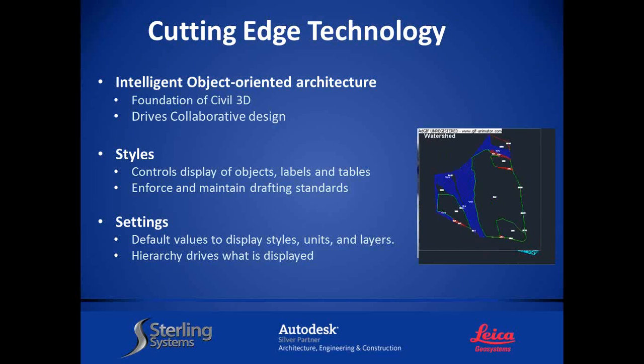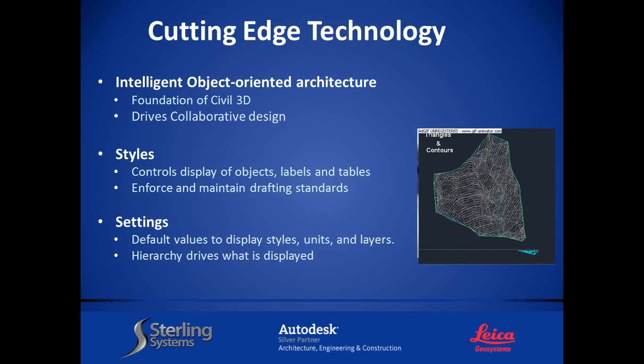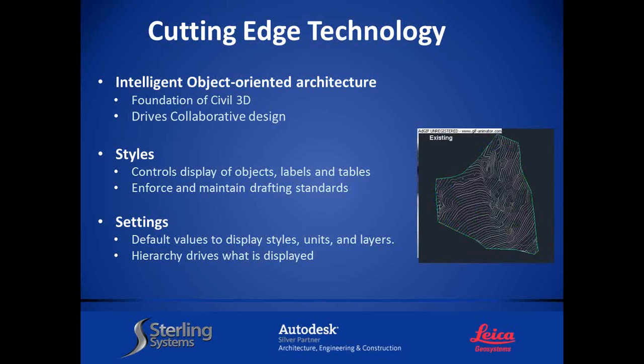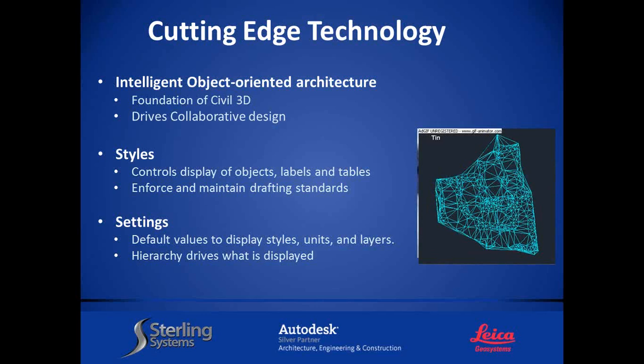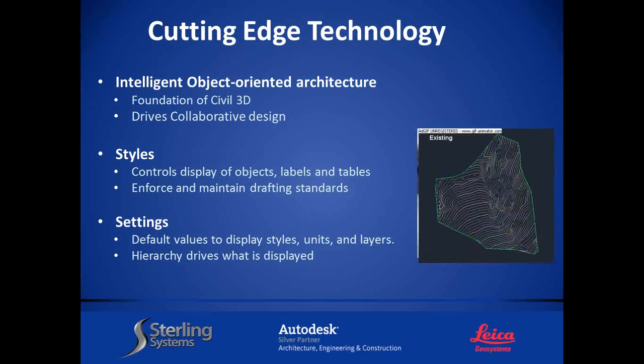So if I have an existing ground surface, I pick existing ground style, I get the right contours, the right colors, the right line types. If I pick proposed, I get that. If I want to see a tin, it shows me the tin with 3D lines. If I want to see highest to lowest elevation, I just pick it. It shows me that range automatically.